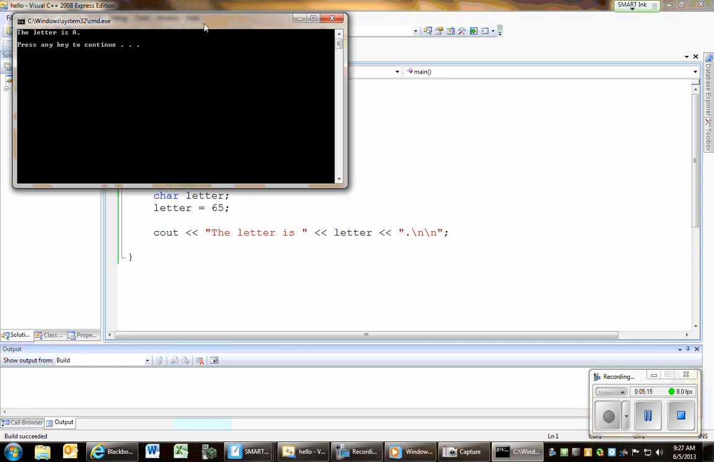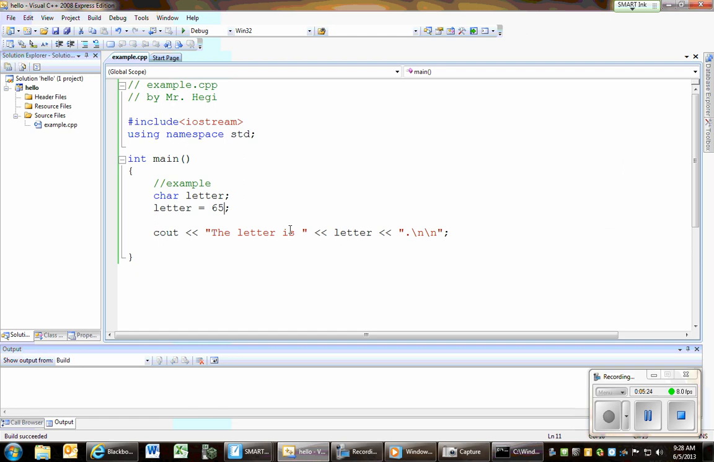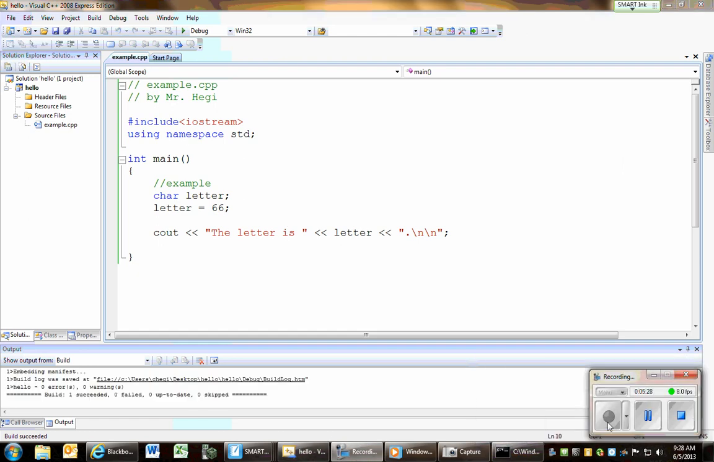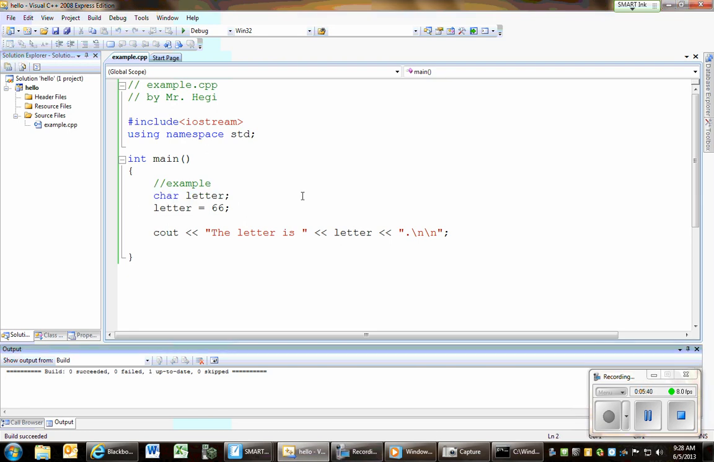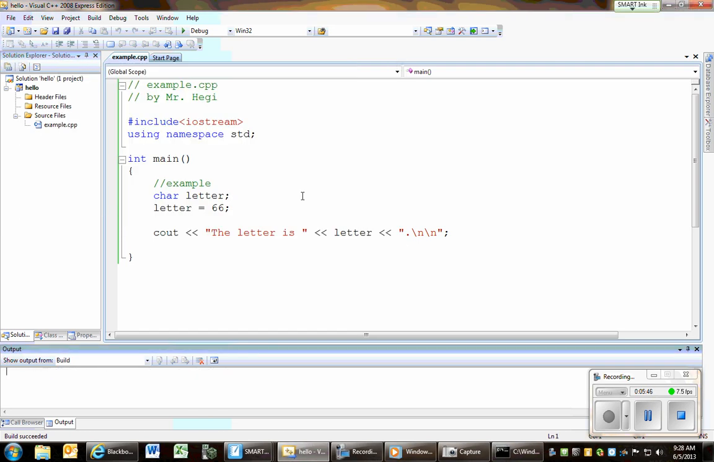Notice what just happened here as I was talking. I said the letter is 65. It printed out a letter A. 65 is the number that corresponds to the character capital A. As I switch to 66, compile, run it, good. The letter is B.